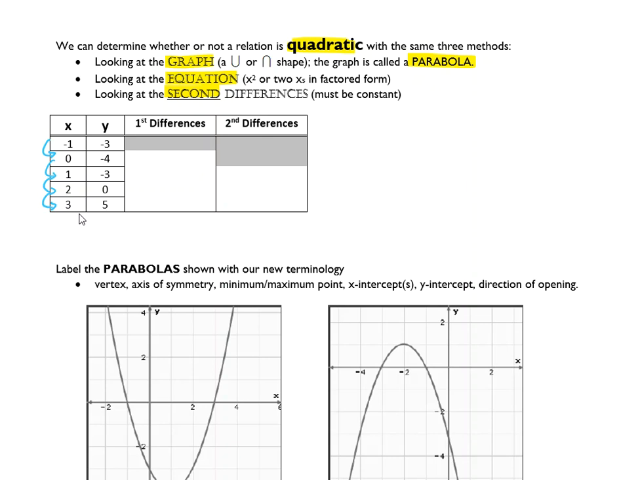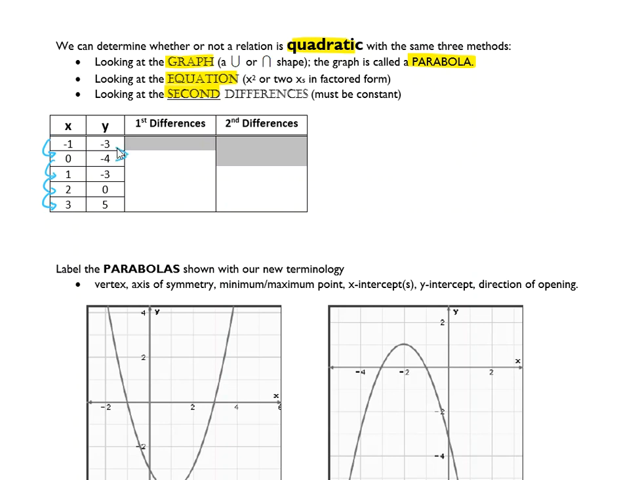Sometimes your textbook will throw a few incorrect ones there. They might add in a number here, like say they had -2 in there, and then they had a 4. You would have to rewrite that. You'd have to pick that up and write it up here at the top because they have to be written in order from lowest x value to highest x value. Okay. So now let's look at our first differences.